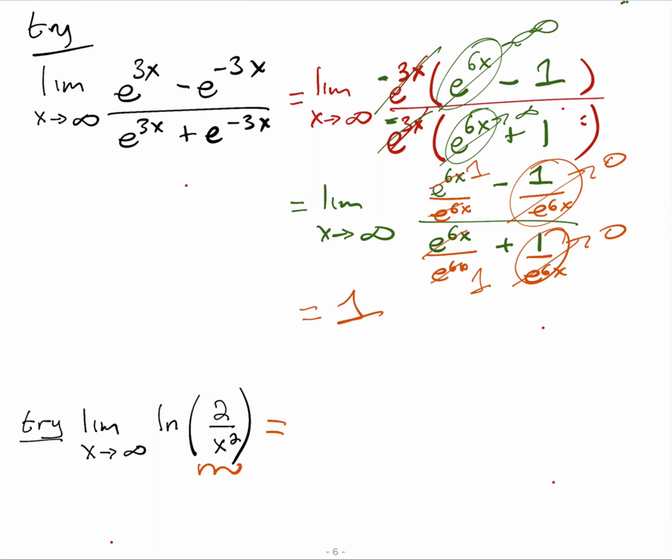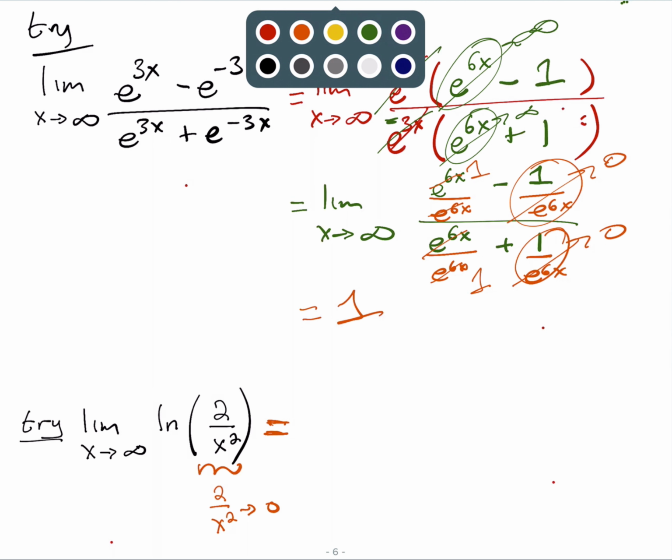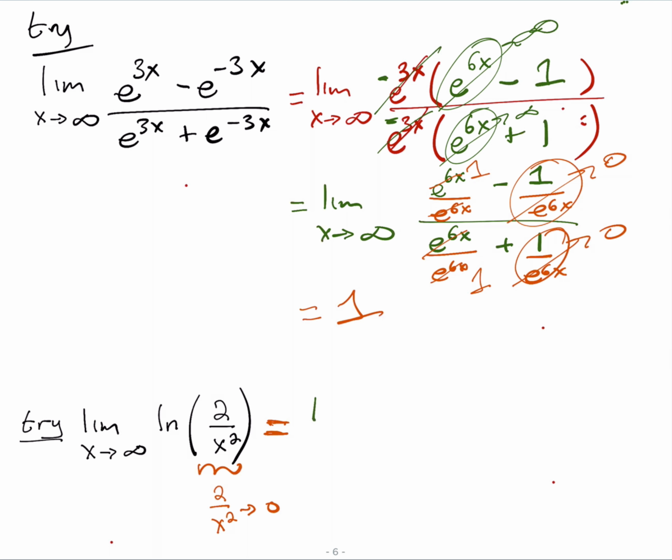So 2 over x squared. As x goes to infinity, where does 2 over x squared go? And then what's ln of 0? It's not defined, right? But what we can do is your favorite, we can do a substitution, right?